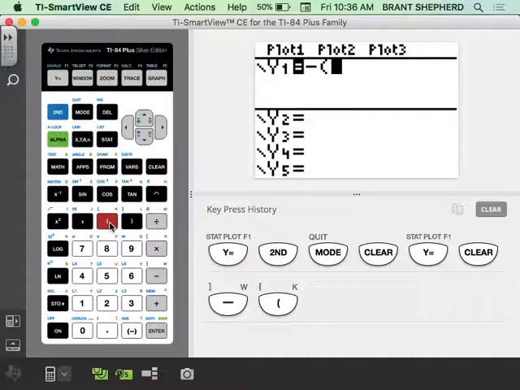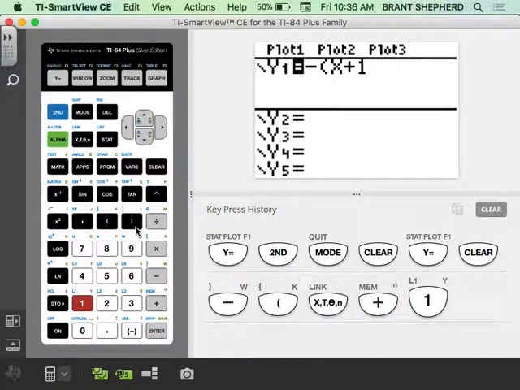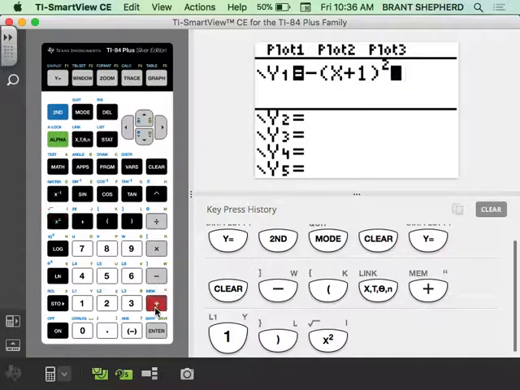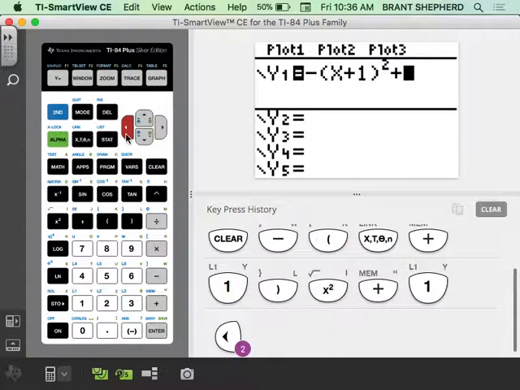negative (x plus 1), close my parentheses, squared, and then plus 1. Alright, double check that I have that right. Looks good from here. I almost want to say double check and make sure that this is a negative out front here instead of a minus. There we go. I don't think I would have gotten good results there because I think I'd hit minus first instead of negative.